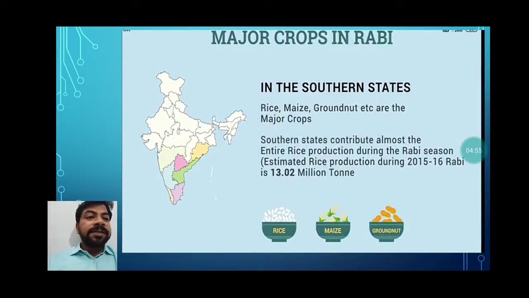In southern India, as we already talked about, our southern states remain hot throughout the year and hardly receive winter or low temperature. So that's why here you can see rice is produced in the southern part of India. Maize, groundnut, etc. are the major crops. In the Rabi season, what are they growing? They are growing rice, maize, groundnuts, etc. Southern states contribute almost the entire rice production during the Rabi season. The estimated rice production during 2015-16 Rabi is 13.02 million tons.